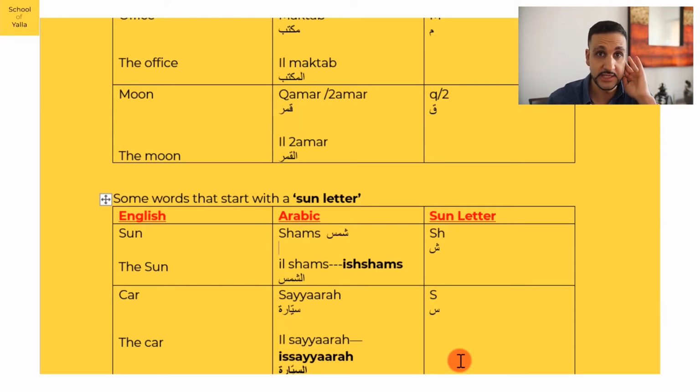So if someone says as-sayyara, you're going to understand that the sa sound is a sun letter, so we're skipping the L sound, rather than thinking, oh, where's the L there? I didn't hear an L. What are they talking about? So I like to point these out. This is a very important topic early on for you guys to grasp. So, sun letters versus moon letters.